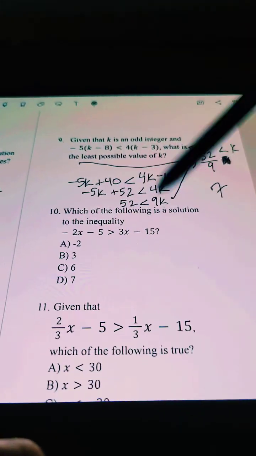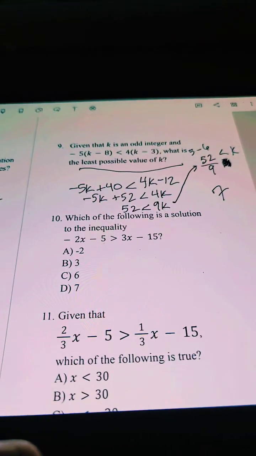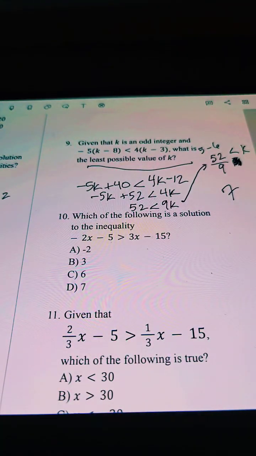So let's go to number 10. Let me just get water really quick.